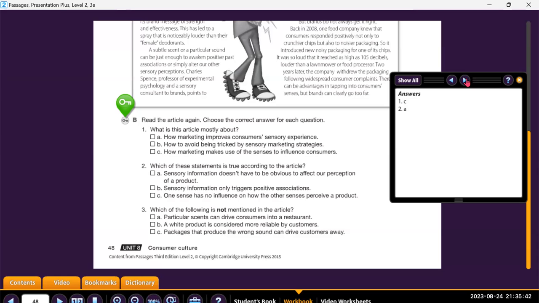Number three, which of the following is not mentioned in the article? Volunteer? Letter C. Oh, it's letter B. A white product is considered more reliable by customers. Okay. Now we can move on. Let's see what's next.